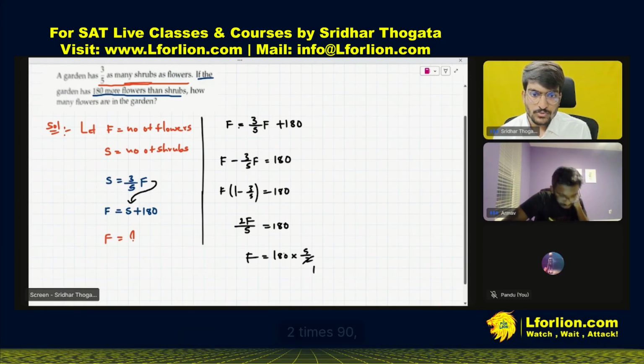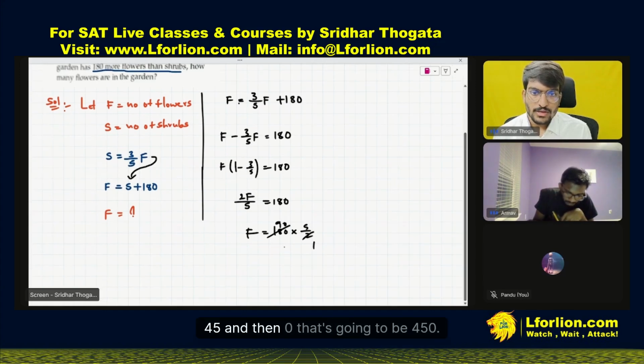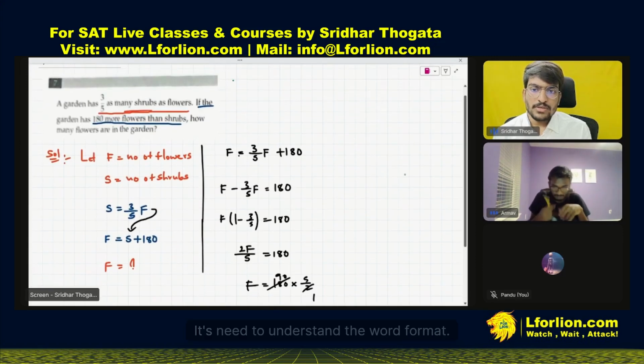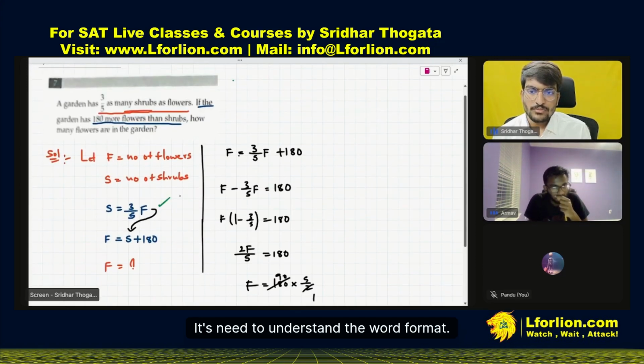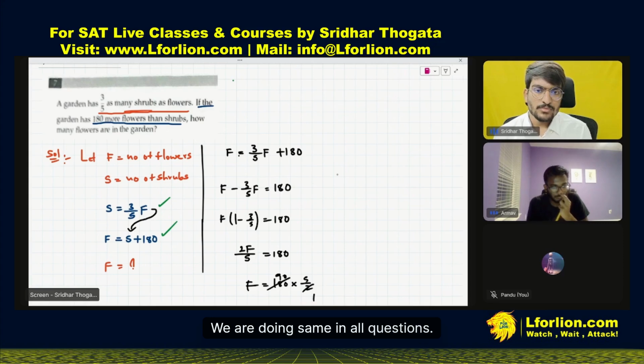2 times 90 is 180, and 9 fives are 45, then 0. That's going to be 450. So F equals 450. Flowers equals 450. Anybody can solve this. You need to understand the word format, and turning it into an equation is important. We are doing the same in all questions.